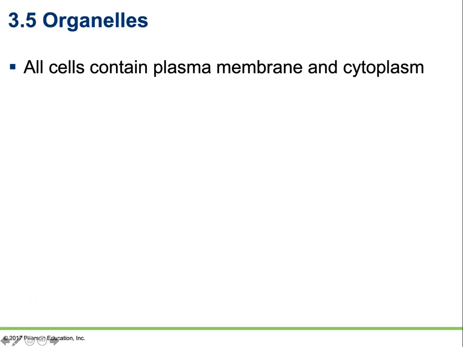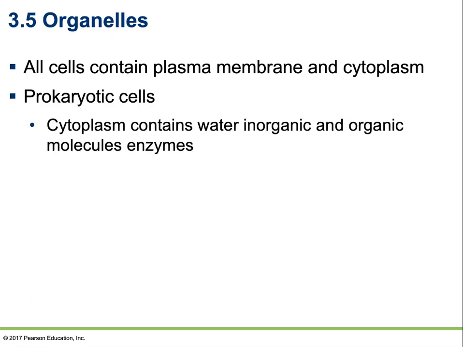All cells contain plasma membrane and cytoplasm. Whether we're talking about prokaryotic cells, eukaryotic cells, plant, animal, doesn't matter. All of them are going to contain plasma membrane and cytoplasm. But there are a few key characteristics that are different between prokaryotic and eukaryotic cells.